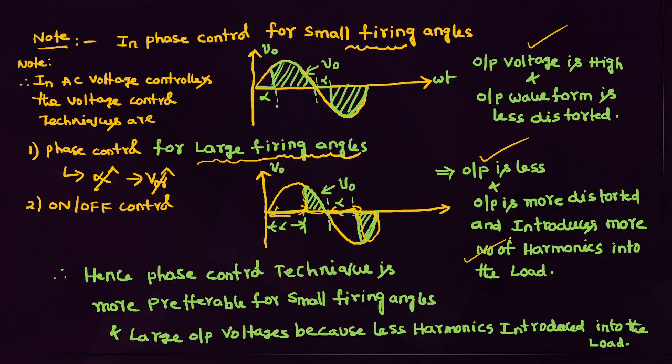That is the problem. That's the reason why the phase control technique is preferable only for small firing angles. Don't use it for large firing angles. Small firing angles mean large output voltage or small output voltage? If the firing angle is less, friends, the output voltage is more. Firing angle is less, then large output voltages are obtained. This is preferable.